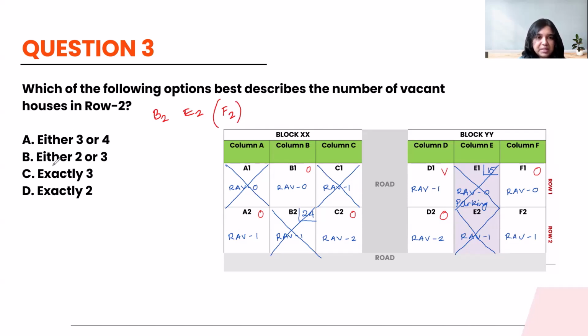That is why my answer would be either 2 or 3. It could be 2 for definite, otherwise it could also be 3. So my answer will be B, either 2 or 3.